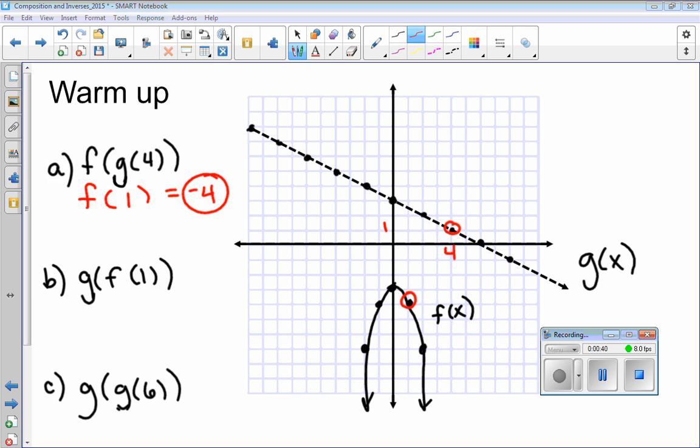Okay. Now I can't really erase these because I want to erase the graphs as well, so I'll just use a different color to do letter B. How do I start with that one, Jennifer? Let Jennifer tell me, and then I'll come back to you. F of 1. We already know that to be -4, right? So we have G of -4.